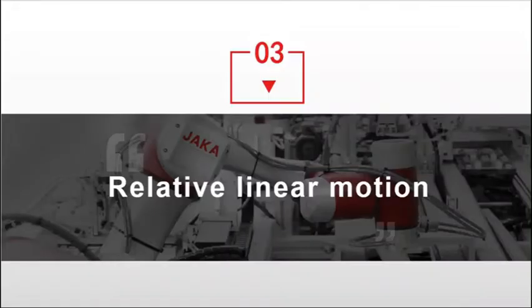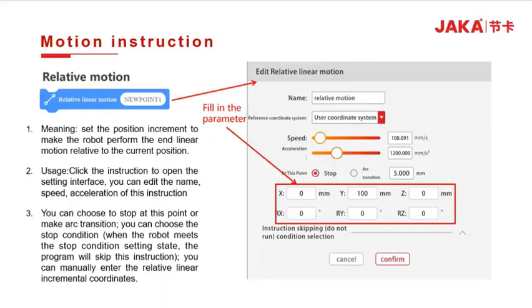Relative linear motion. When you click on our relative linear motion, it will jump to this interface. As previous, you can set names for these positions. Next, there is a choice of reference coordinate system. Here we can choose the user coordinate system or the tool coordinate system. The choice of the reference system will determine the direction of our relative linear motion.